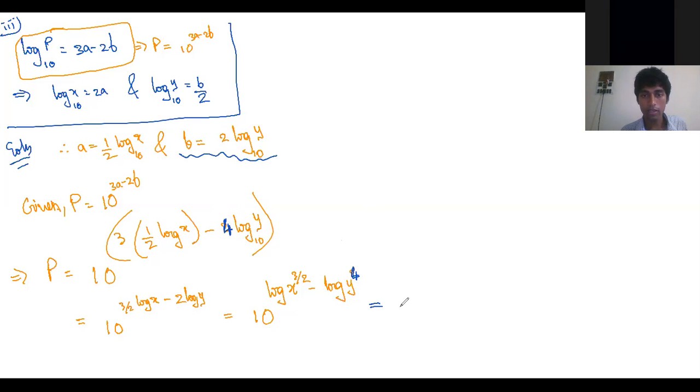So from here you're telling, sir, we can write 10 to the power log x to the power 3 by 2 by y to the power 4. Now this will simply be equal to, yeah, that's again a law. But see, we did not discuss all these laws, no? Now we can just write it in terms of x and y. Yeah, but it's not good.